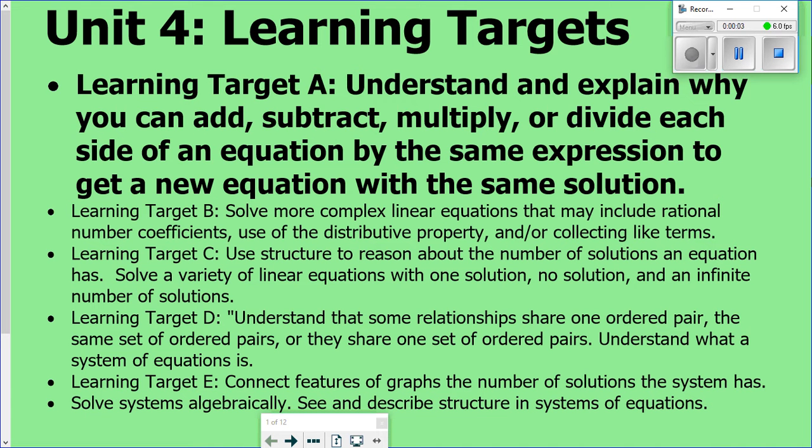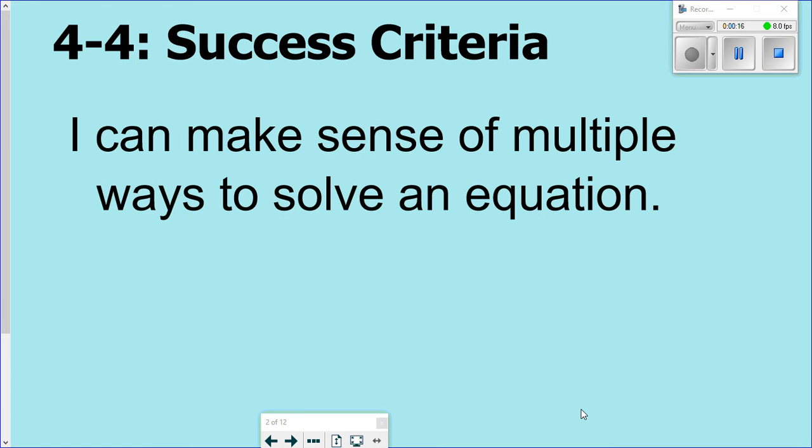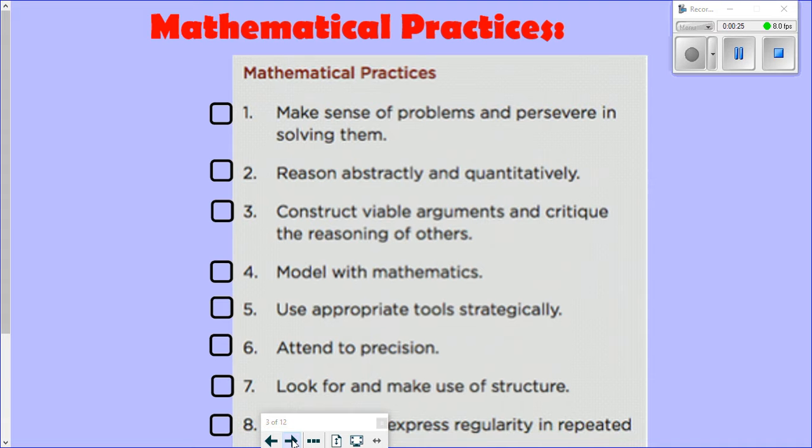In today's lesson, you will be able to understand and explain why you can add, subtract, multiply, or divide each side of an equation by the same expression to get a new equation with the same solution. After finishing this lesson, you should be able to make sense of multiple ways to solve an equation. As far as our 8 mathematical practices go, we will be strongly focusing on modeling with mathematics, utilizing equations.